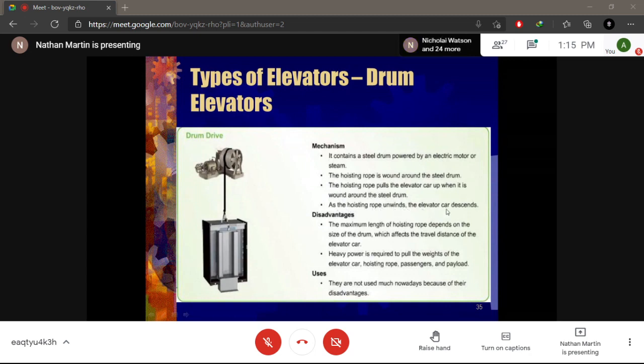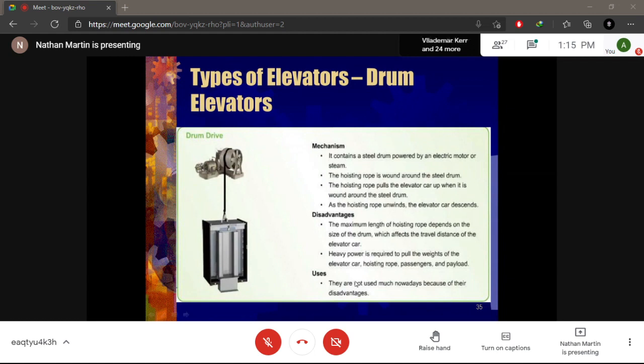Now, the disadvantage of this type of system is that the maximum length of hoisting rope depends on the size of the drum, which affects the travel distance of the elevator car. So when you have a lot of floors, you tend not to want to use the drum type elevator. Heavy power is required to pull the weight of the elevator car, hoisting rope, passengers, and payload. Payload is whatever is in the car, the weight of the car and contents put together.